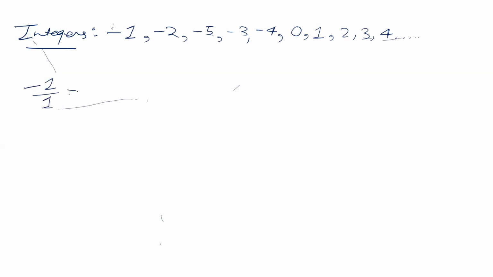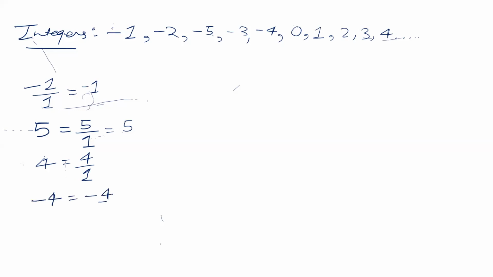All right. So you see, if we were to write -1 upon 1, is there any issue in writing this? We will be getting -1. It can be written like this. There's no issue in that. We can write 5 like this also, 5 upon 1, because 5 divided by 1 gives us 5 only. Similarly, if I have 4, I can write 4 upon 1. Or if I have -4, I can write -4 upon 1.